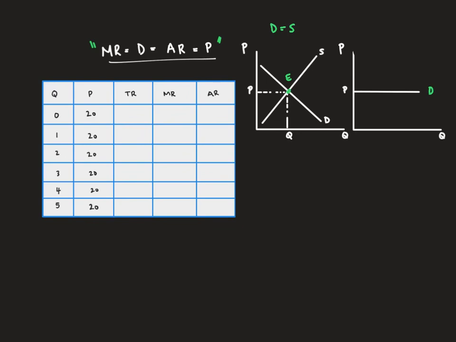What we have on the left-hand side is quantity in our first column and price in our second column, and then we've got total revenue. Total revenue, if we recall, is price times quantity. So if we say quantity 0 times price of 20, that gives us total revenue of 0. If we fill this out throughout the table, we get the following results. Here you can see that total revenue is price times quantity, and we can also notice that the price is 20 all the way through.